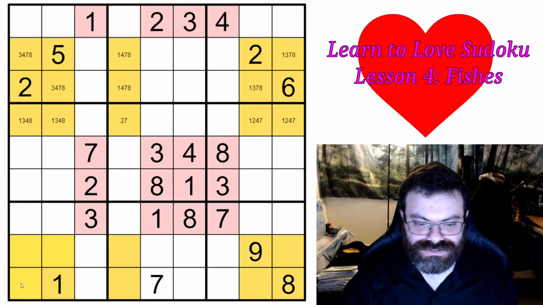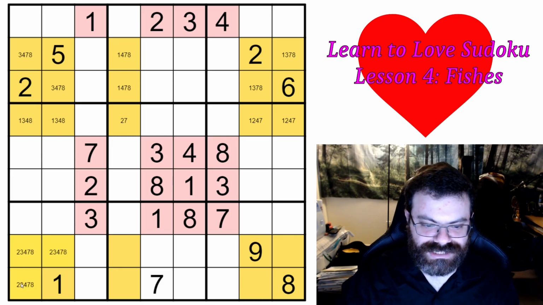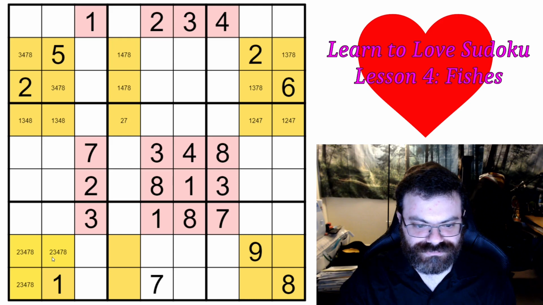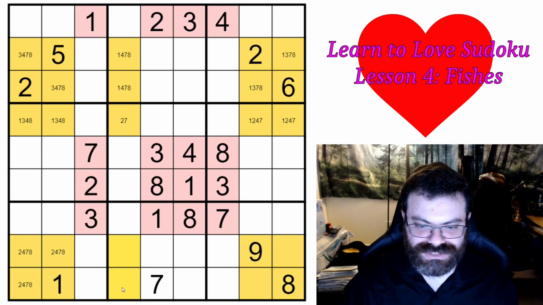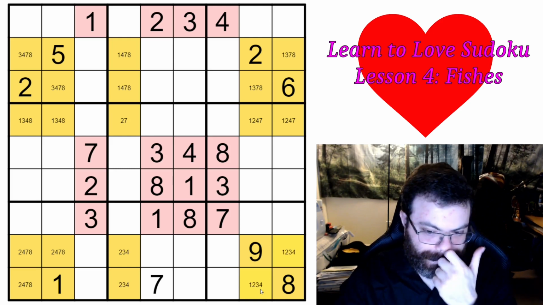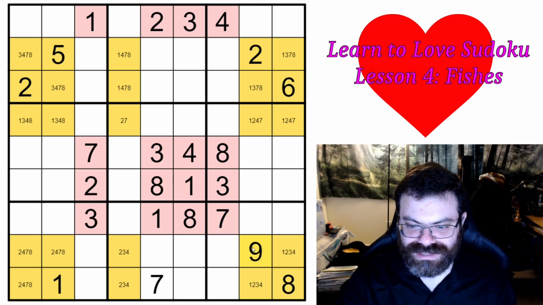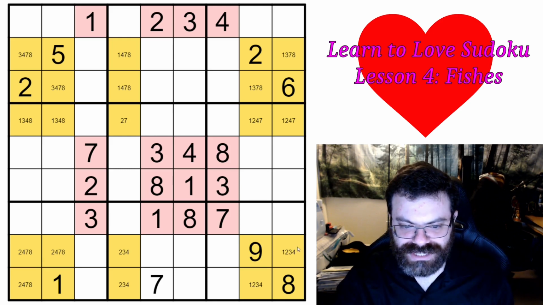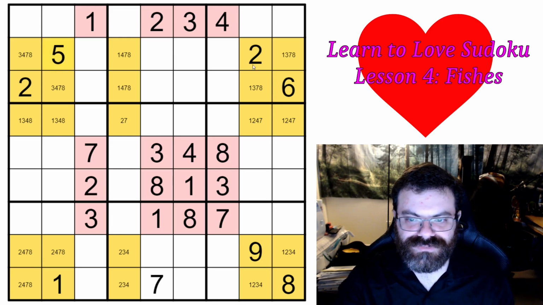These can be 2, 3, 4, 7, or 8. Oh, not 3. These can be 2, 3, 4, 7. Oh, not 7. 7's in the box. So that's just 2, 3, or 4. Is that right? Yeah, we have 7, 8 in the box, and a 1. And then these 2 can be 1, 2, 3, 4. There's a 7, 8, 9 in the box. Okay, so now we'll just go through each row and make sure that we've eliminated.